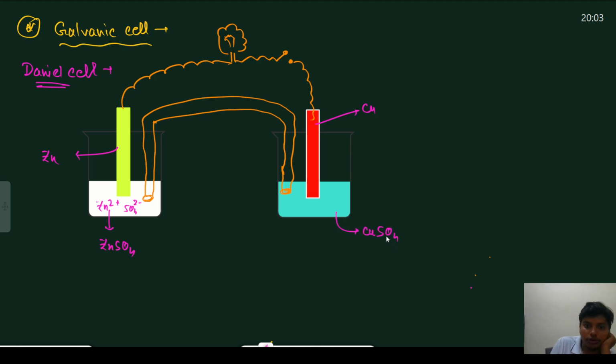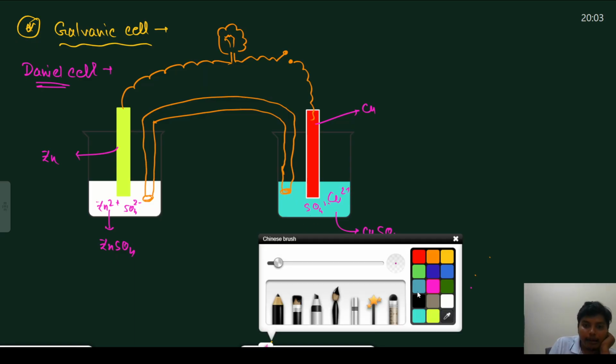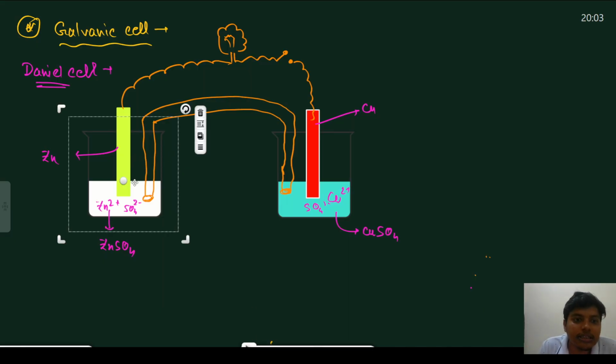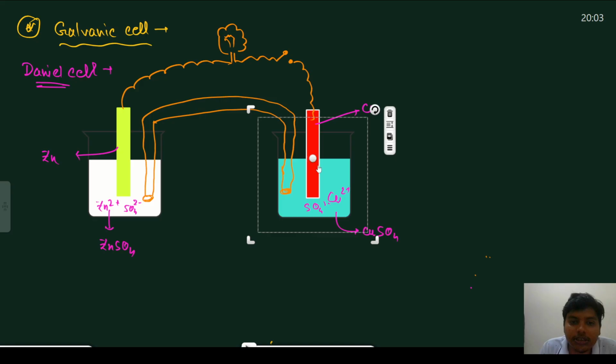Copper sulfate solution. So that means here Cu2+ is there, Cu2+ and SO4 2-. Now what happened? Understand this thing carefully. On this side our solution is there, and on this side also our solution is there.